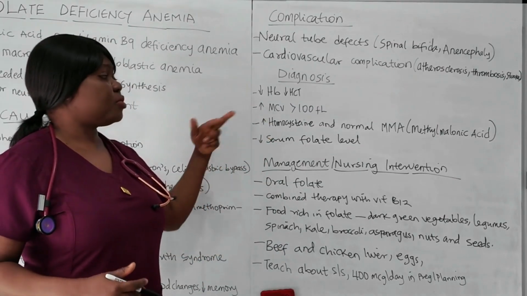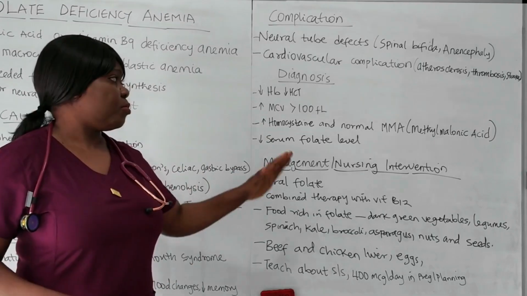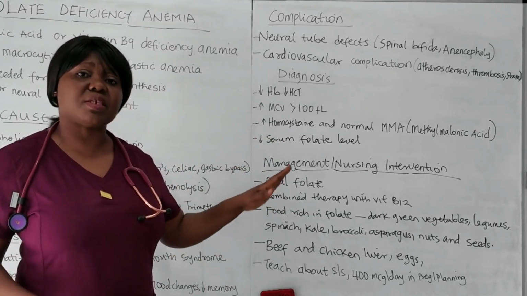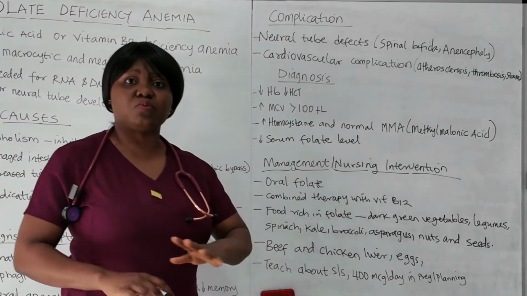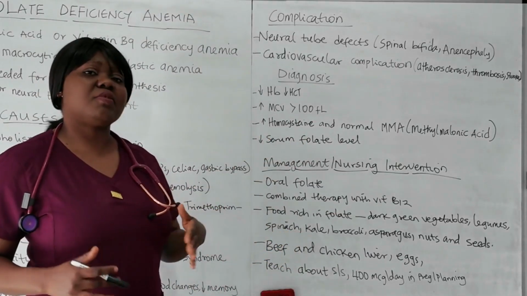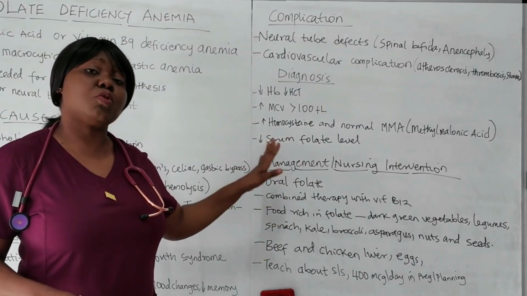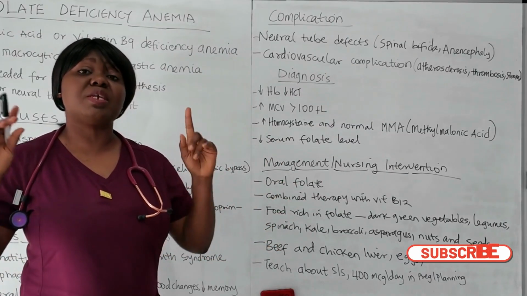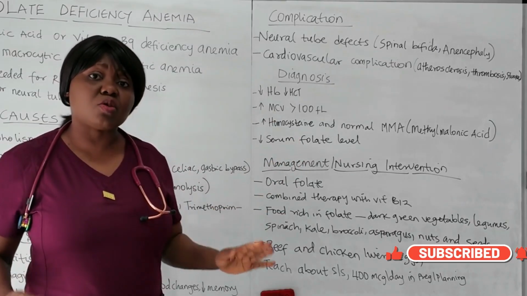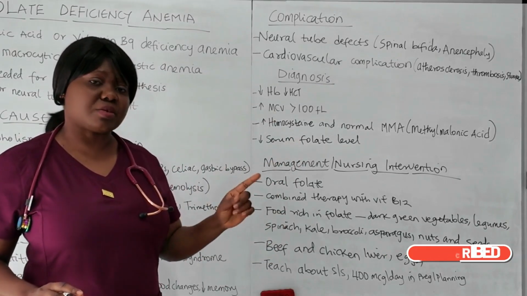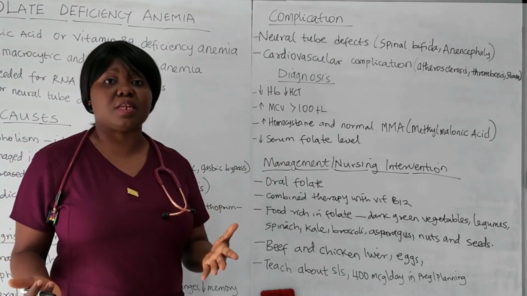And then increased homocysteine, like I mentioned. This homocysteine is a byproduct of amino acid, but when the patient has folate deficiency, this will be elevated. But the MMA, which is methylmalonic acid, will be normal. So this is what differentiates it from vitamin B12 deficiency. In vitamin B12 deficiency, the homocysteine and the MMA will be increased. But for folate deficiency, the MMA will be normal, while the homocysteine will be increased. And finally, they could do a test to check the serum folate levels.